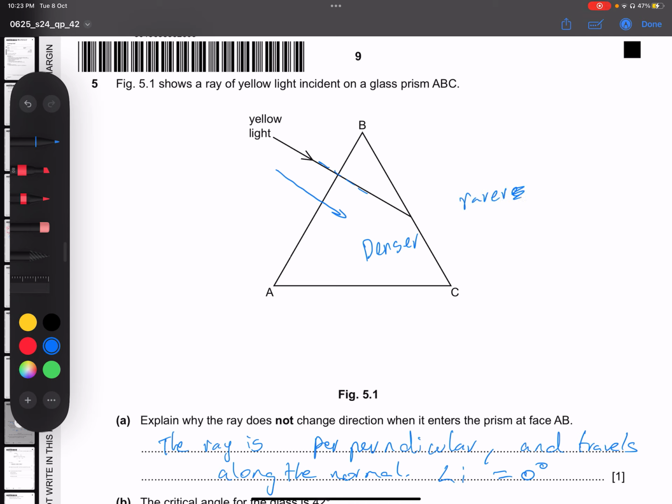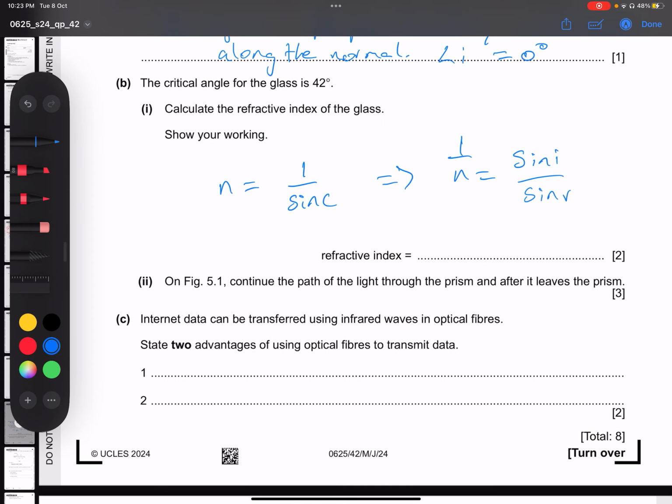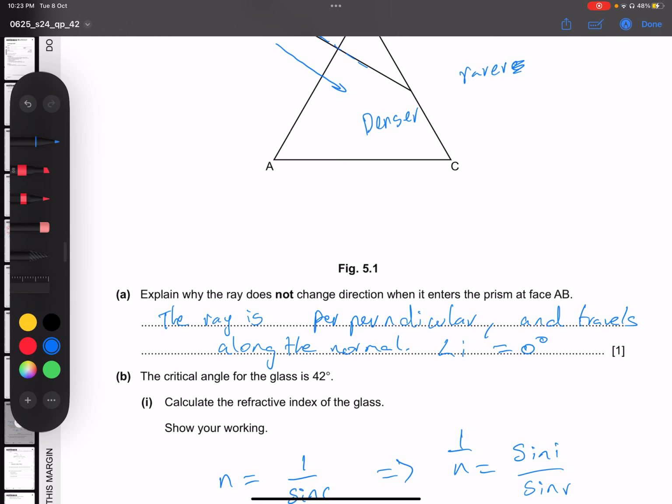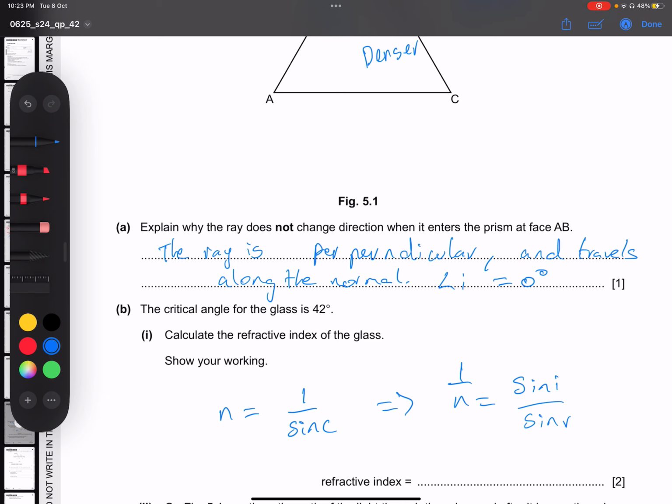So when the boundary is just the boundary between the denser medium and the rarer medium, only there does total internal reflection actually occur. Since there is total internal reflection here, we are taking the formula for the denser to rarer method, which is 1 by n is equal to sin I by sin R.